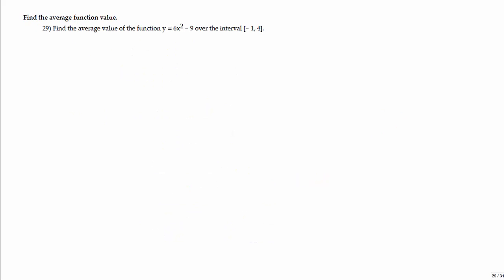Find the average function value. So we're supposed to find the average function value of the function y equals 6x squared minus 9 over the closed interval -1 to 4. We have to know the formula for this one.